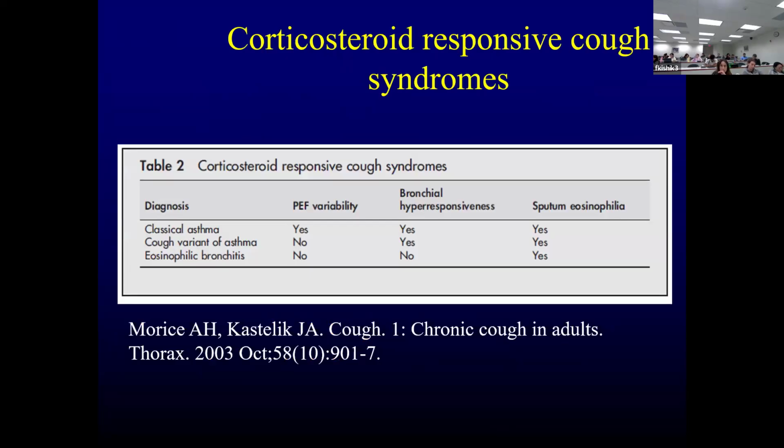So peak expiratory flow has a variation. Actually, if you get up in the morning and you measure your peak expiratory flow, it is higher. At 6 o'clock in the evening, it is the lowest.